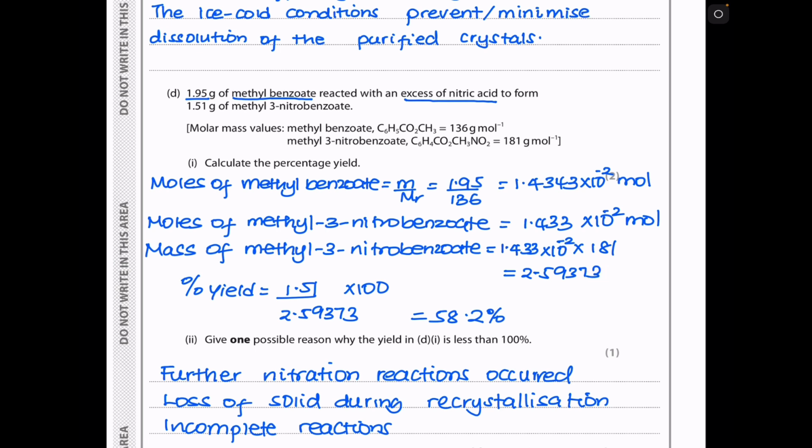So the percentage yield is going to be the actual yield, which was obtained through the experiment, divided by the theoretical yield, which is from the calculation, times 100, and that gave us 58.2%.